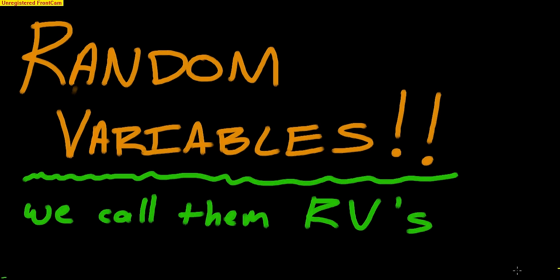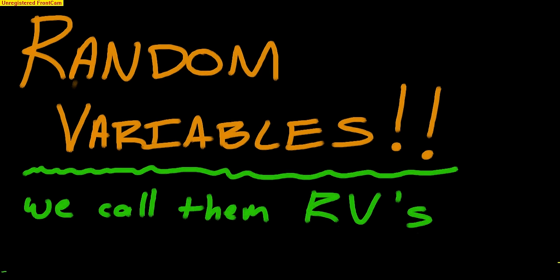Alright, this video covers random variables. Now, we call random variables RVs for random variables, and you're about to find out what a random variable is in this video. So, welcome to Chapter 6.